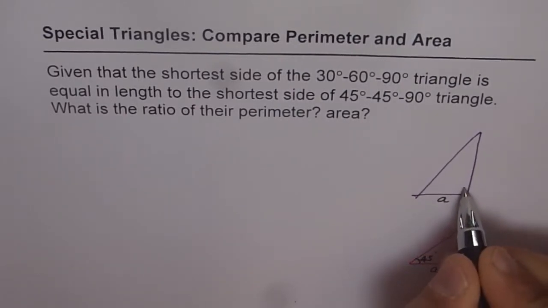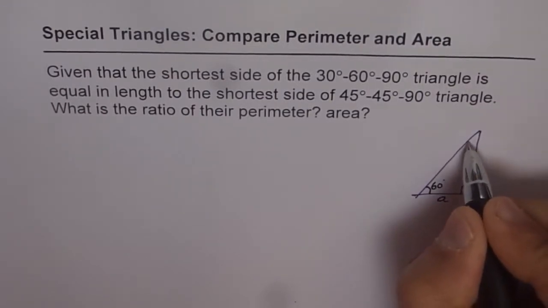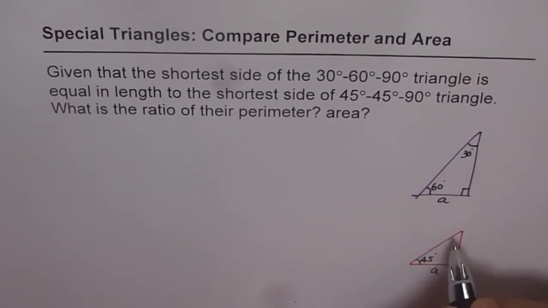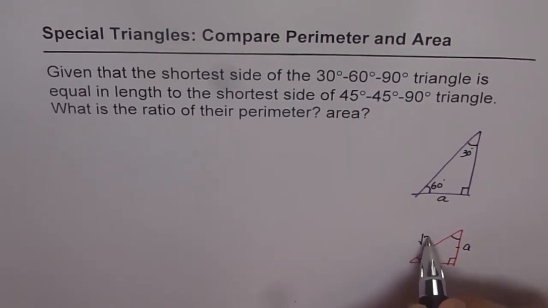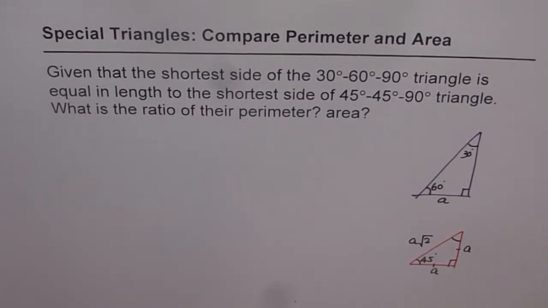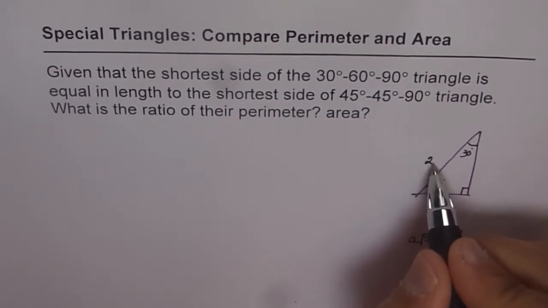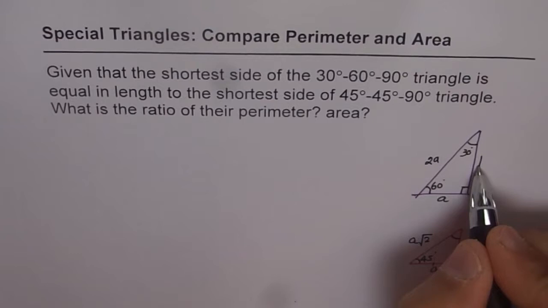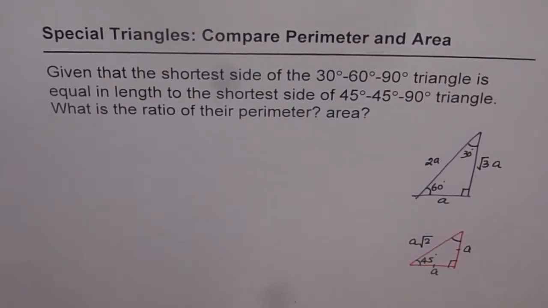Now this is 45 degrees. That one is 90. This one is 60 degrees, and then we have 30 degrees. And this one, of course, is 45. So these two sides are equal. Therefore, for the 45 degree triangle, the sides will be A, A and square root 2 times A, correct? Now in the 30, 60, 90, we know this is A, this is 2 times A, so I'll write 2A, and this side is square root 3 times A. That is how the special triangles are.